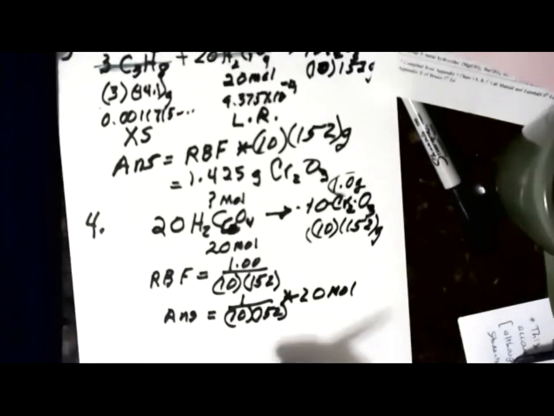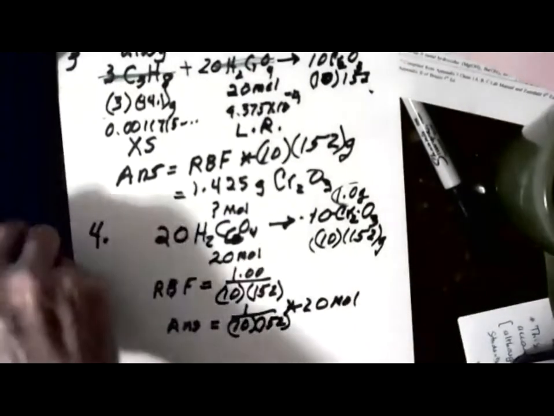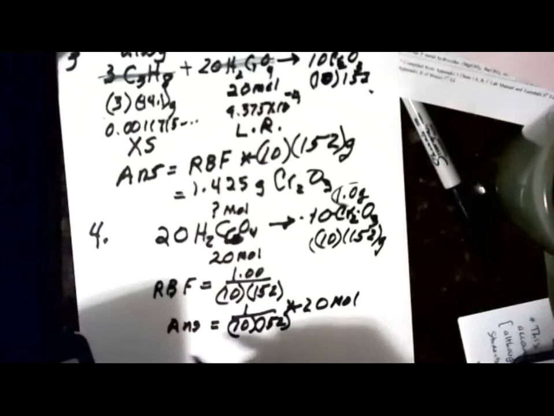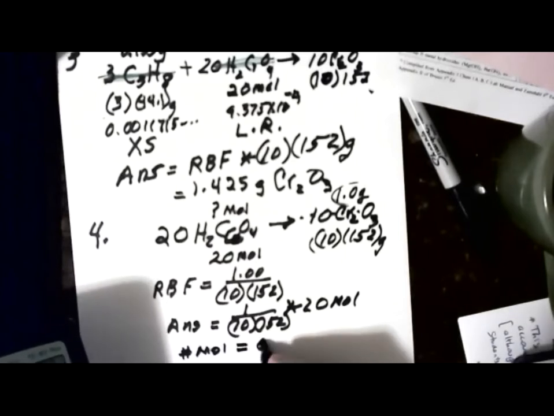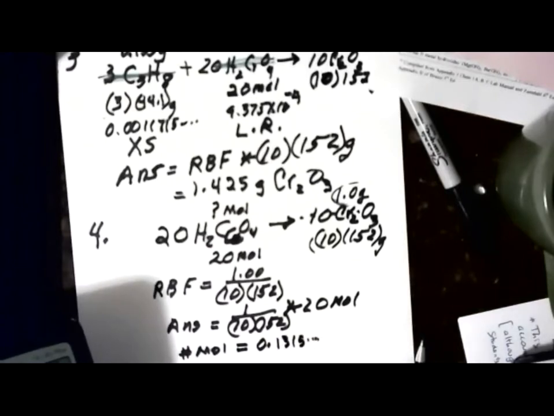Now, what I'm coming out with is the number of moles of the chromic acid is going to be equal to 0.1315 and some much of other digits. That's going to be how many moles.